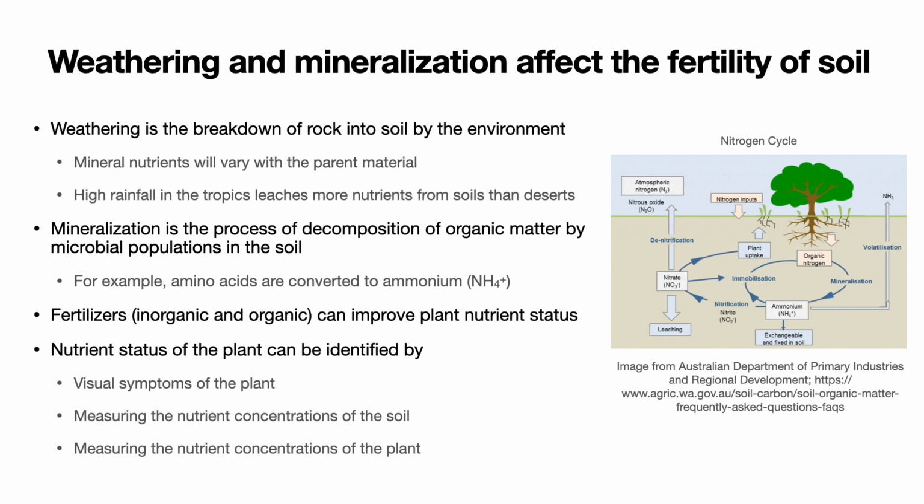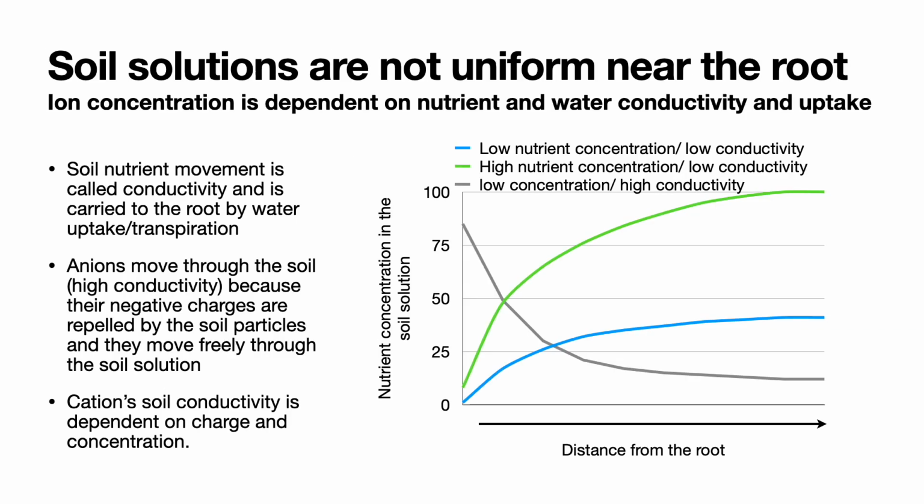So the nutrient status of a plant can be identified by its visual symptoms, or we can measure the nutrient concentrations of the soil, or we can measure the nutrient concentrations of the plant. And again, I'll speak more about this in a future video. Another food for thought here that most people don't realize or think about is not only does soil become very variable, and so you can see soil mineral concentrations being different in one area of the field than another area of the field, or on one side of the plant from the other side of the plant, because the soil is different there.